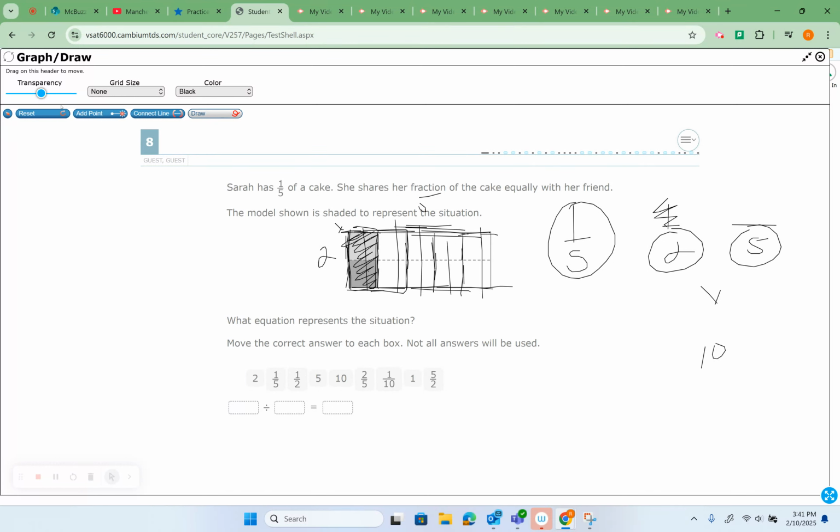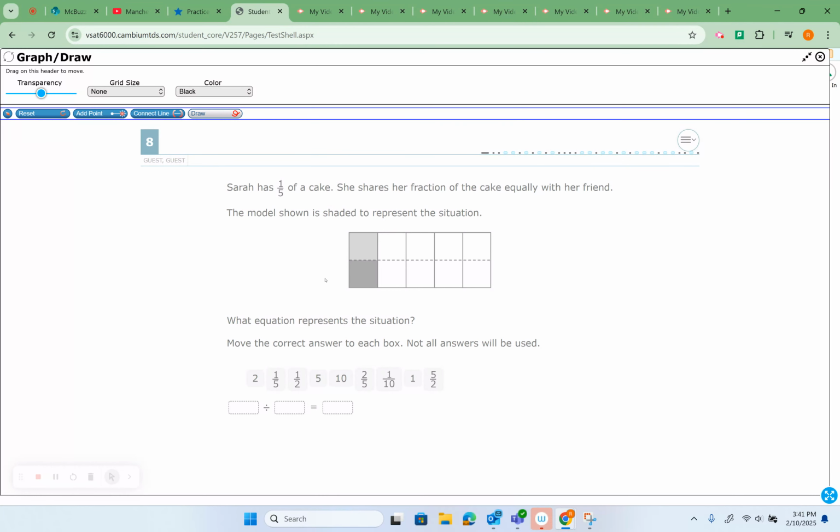So what do we got here? I'm going to reset this. Just kind of a quick little lesson there. Sarah has 1/5 of a cake, right? And she shares her fraction of the cake equally with her friend. That's that 1/5 we're just talking about there, isn't it? All right, so here's her 1/5 right here.